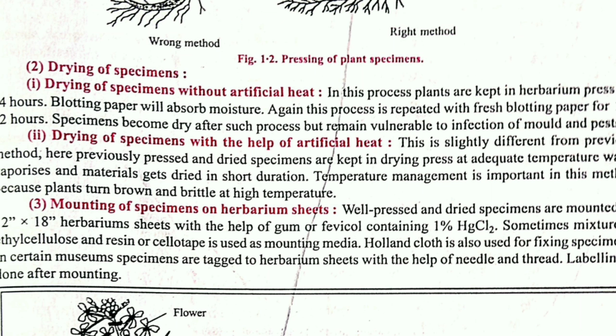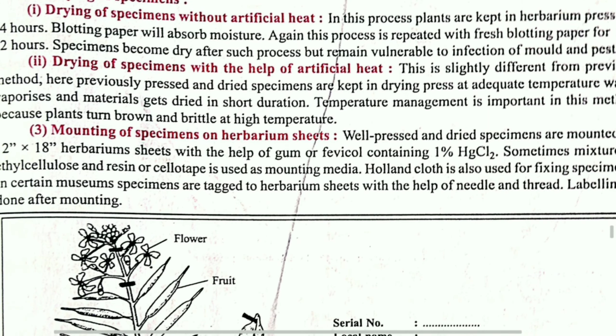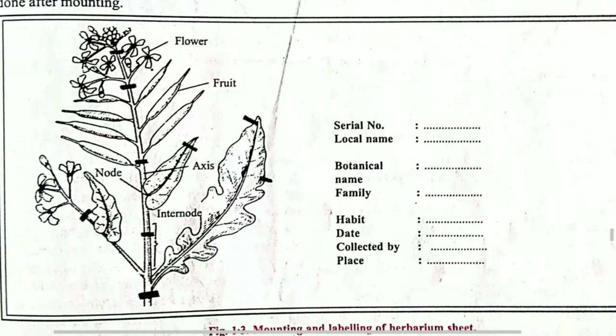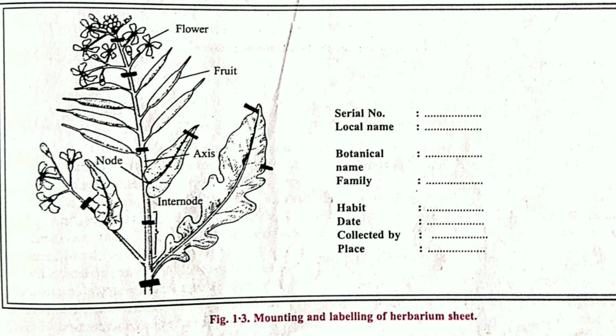Next one, mounting of the specimen on the herbarium sheet. Sometimes we use certain chemicals to conserve that particular leaf on the herbarium sheet. See children, this is the format of how you have to prepare it. You have to collect the leaves. No need to write the serial number at the top. You can write the local name, which means the common name. Then you have to write the botanical name. Then the family, which family it belongs to. Suppose you take the example of mustard, it belongs to the Brassica family. Then the habitat, which is suitable, whether loamy soil, sandy soil or black soil, the date on which you collected it, and where you collected it from.